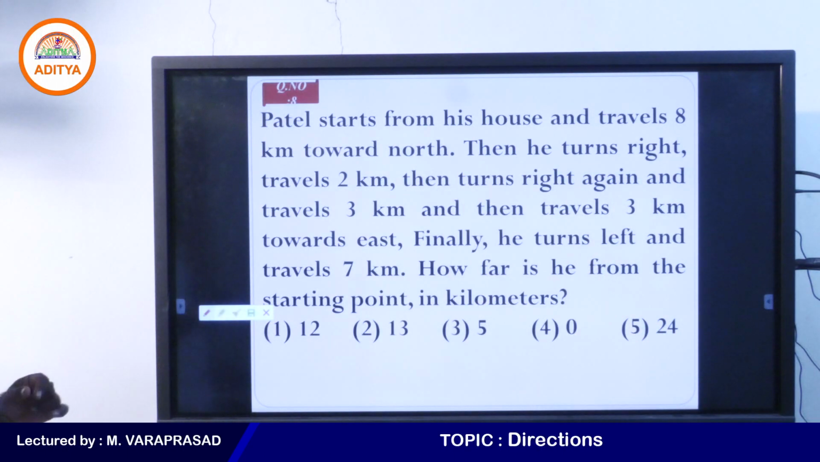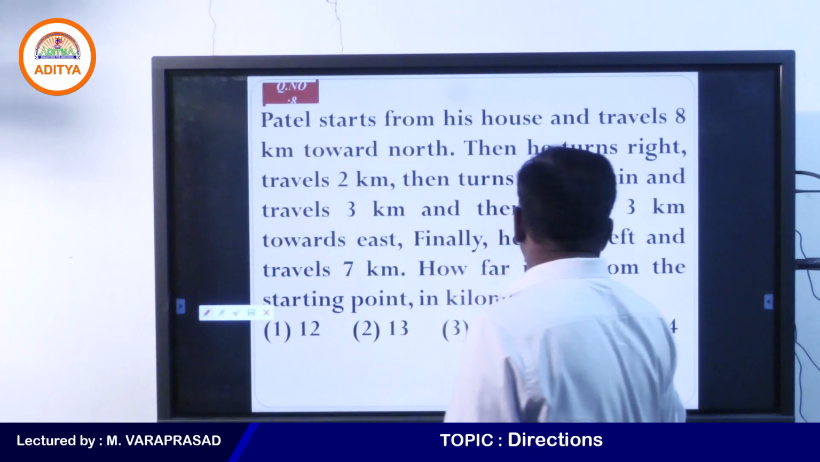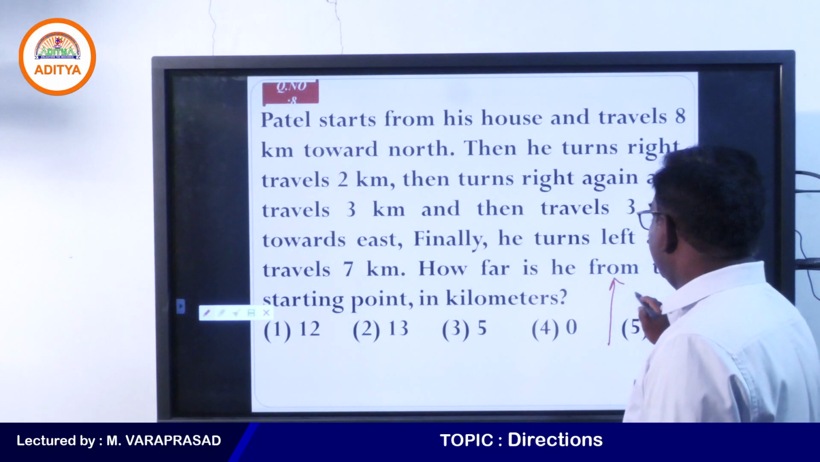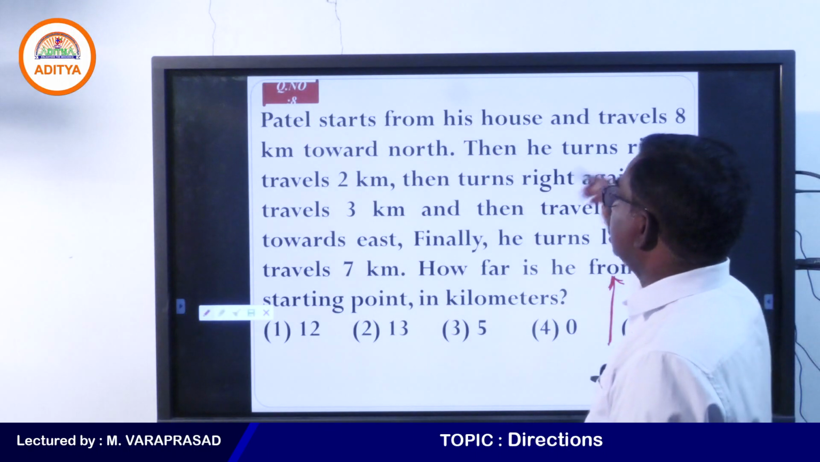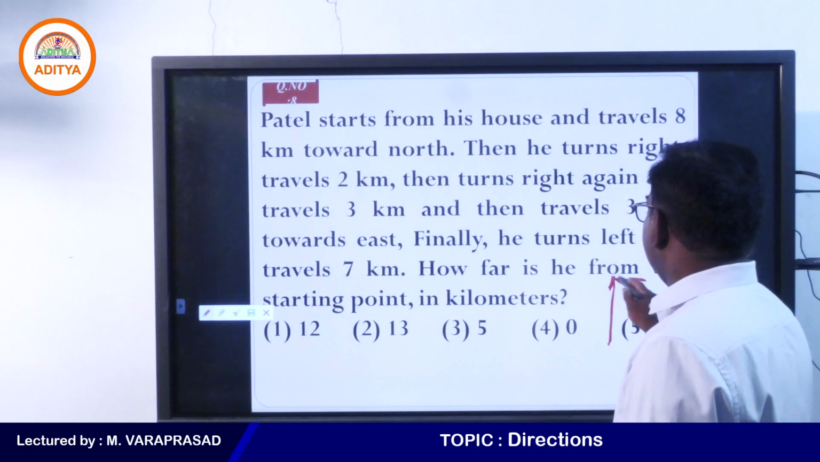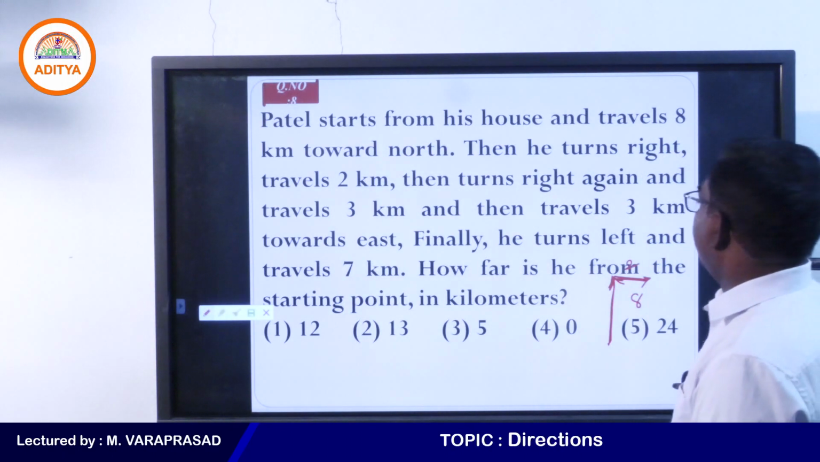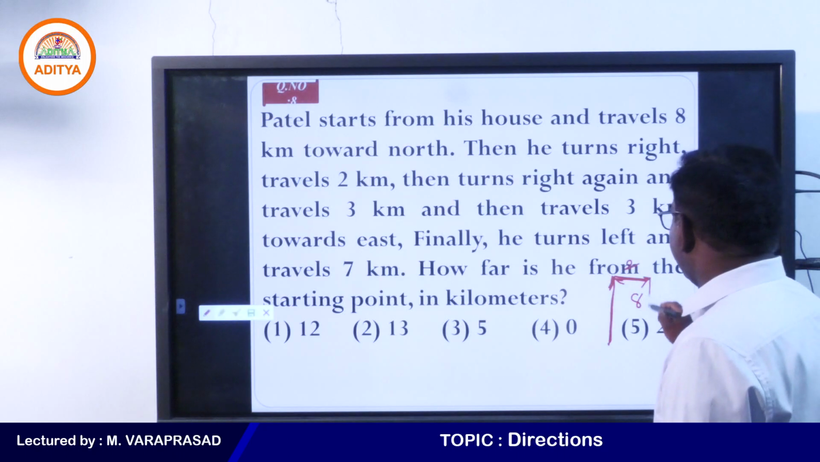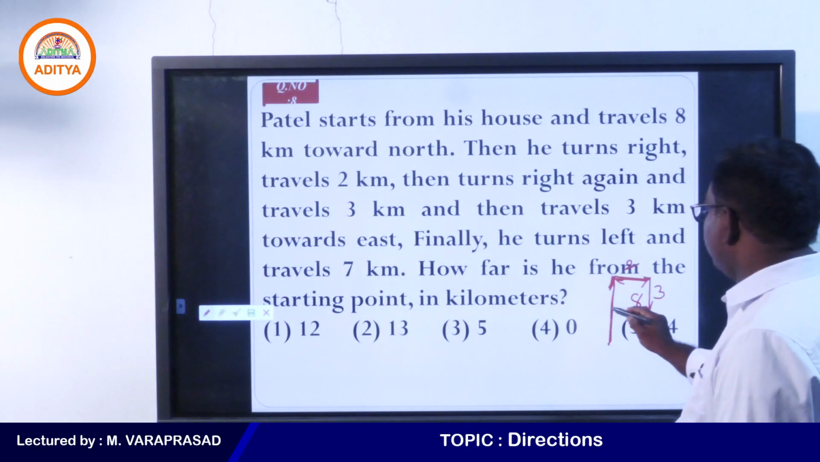One more example. Patel starts from his house and travels 8 kilometers towards north. Then he turns right and travels 2 kilometers. Then he turns right again and travels 3 kilometers. Very good, 3 kilometers here. So this is 3, which means the remaining is 5.